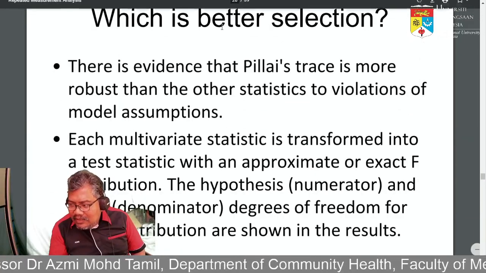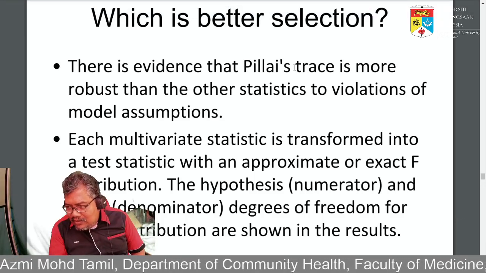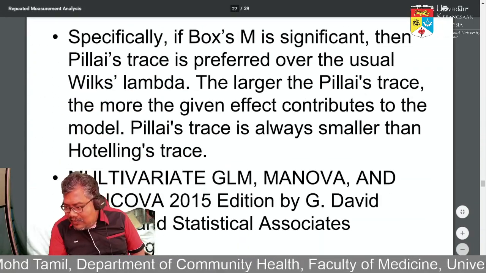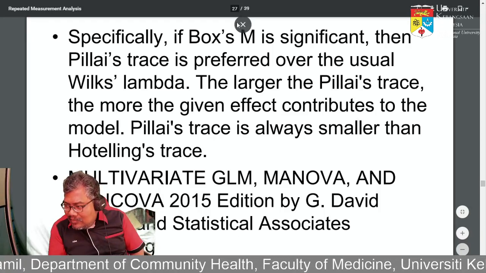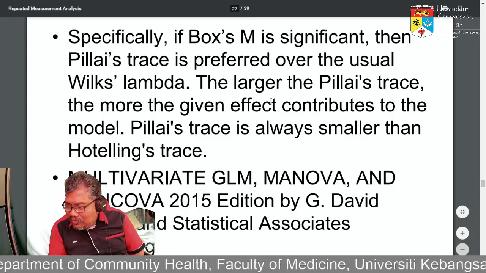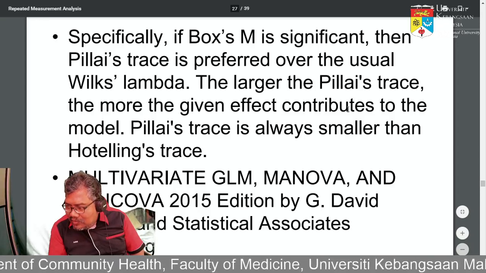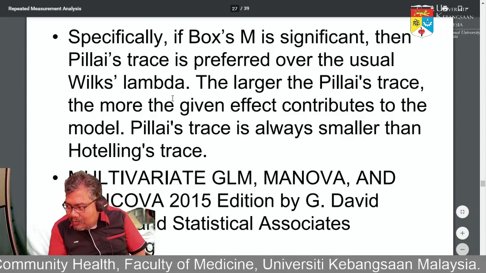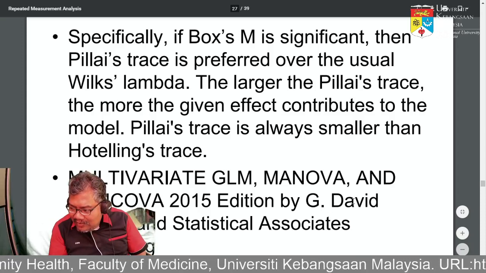So we already stated Pillai's trace. If it is different, then you use Wilks' lambda. But there are some authors, like this one by David Carson. David Carson says if the Box's M test is significant, you use Pillai's trace. The larger the Pillai's trace, the more the effect contributes to the model, and Pillai's trace is always smaller than the Hotelling trace.